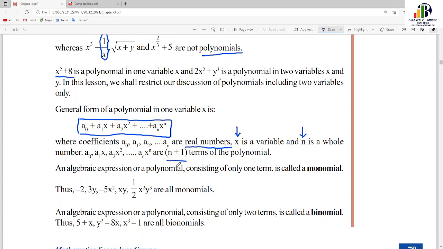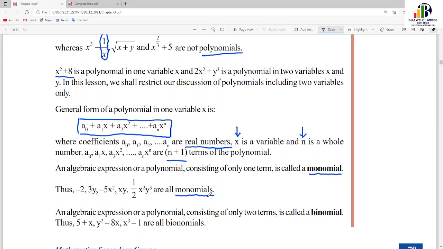An algebraic expression or a polynomial consisting of only one term is called a monomial. If there is only one term, then it is called a monomial. 10, minus 2, 3y, minus 5x square, xy, 1/2 x square y square are all monomials because they contain only one term.